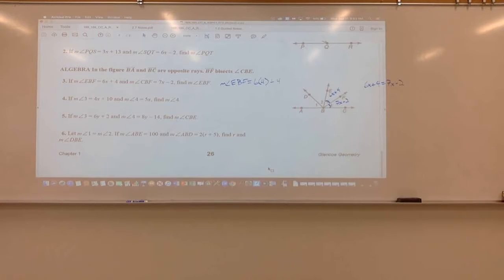So we've got ABE, this whole thing. But then it says ABD, just this piece right here. So we can't say that this thing is equal to this thing. But what we can say is if this whole thing is 100, it's 50. Well, 2 times r plus 5 equals 5. Solve it.